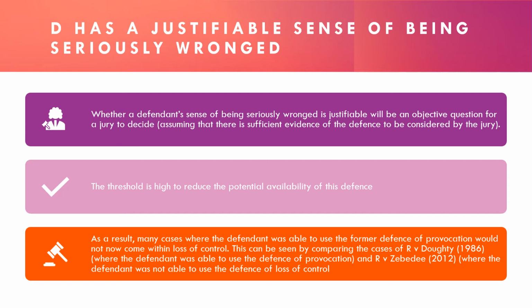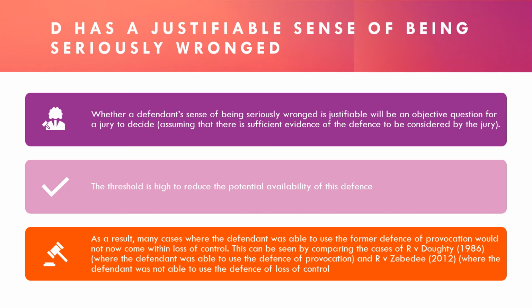So the defendant has a justifiable sense of being seriously wronged. This is the third thing that must be proven. Now, whether a defendant's sense of being seriously wronged is justifiable is an objective question for a jury to decide. So in essence, what they're going to do is consider would they have been seriously wronged in that situation, and that's the reality, isn't it? Now, the threshold is quite high to reduce the potential availability of this defence.